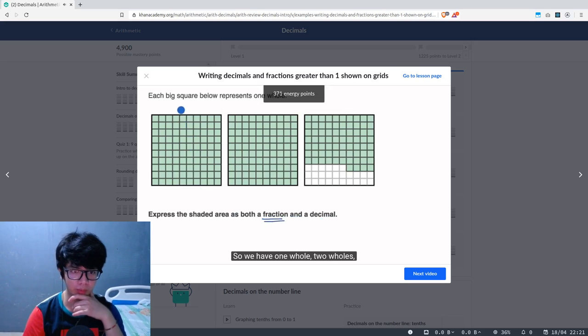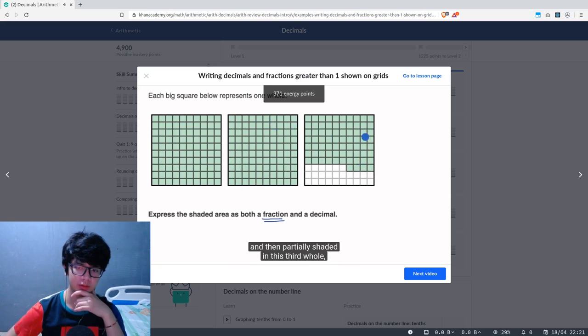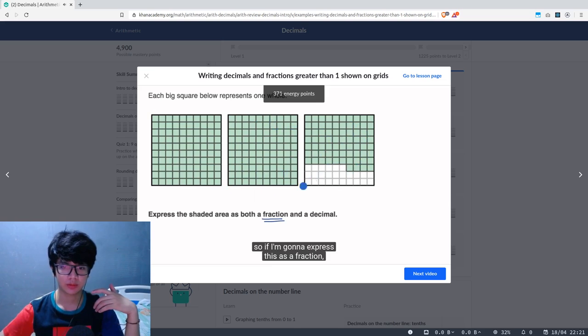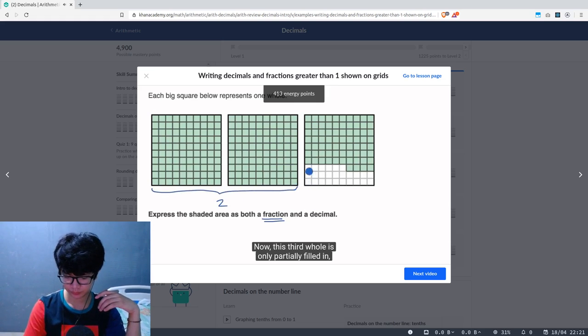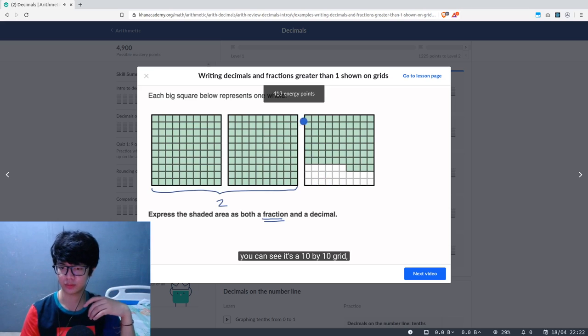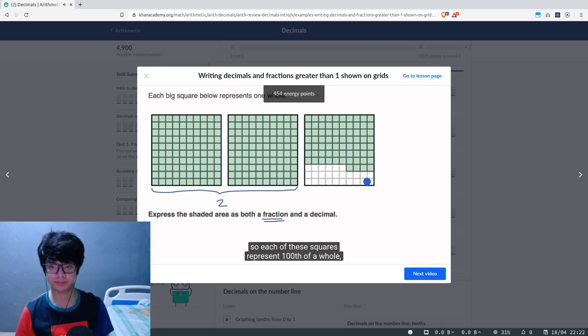So we have one whole, two wholes, and then partially shaded in this third whole. So if I'm going to express this as a fraction, really it's going to be a mixed number. I would say that this over here is 2 wholes. Now this third whole is only partially filled in, and we can see that it has been divided into hundredths. You can see it's a 10 by 10 grid, so each of these squares represents 1/100 of a whole.